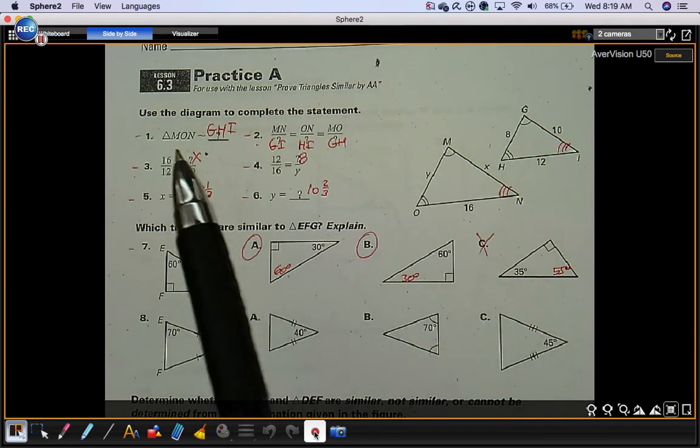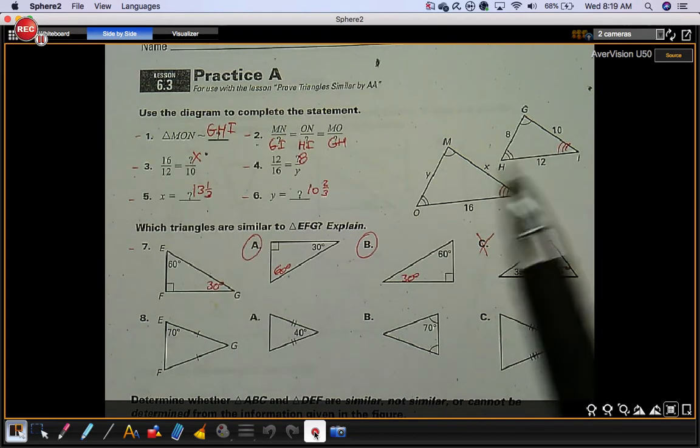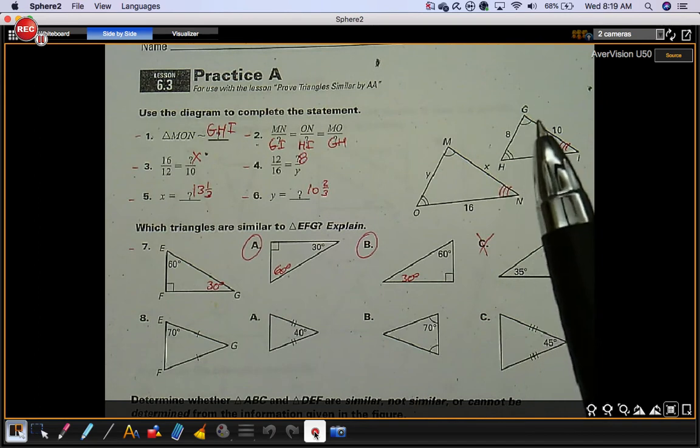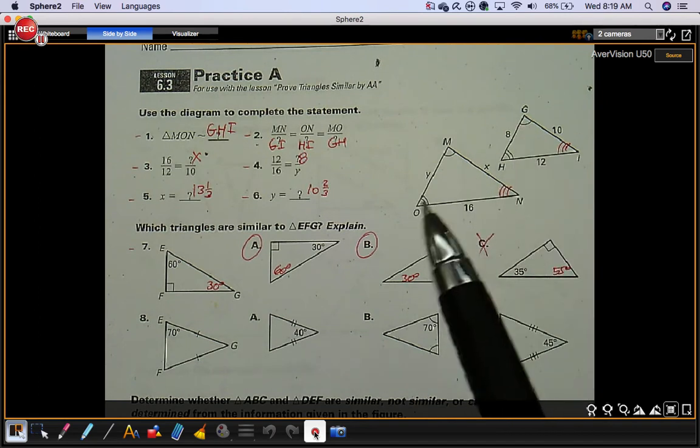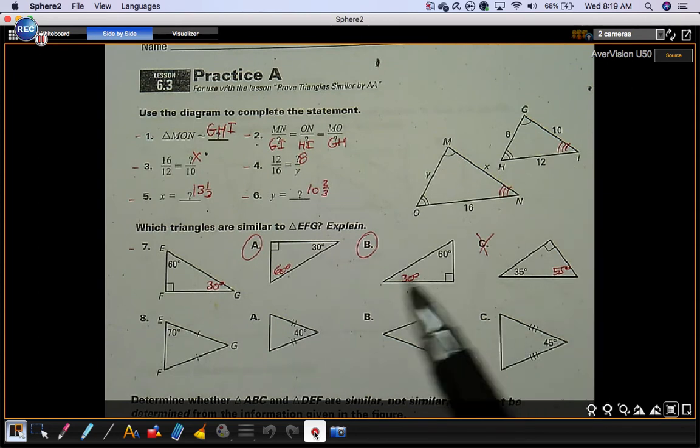So in number 1, we're going to write a similarity statement. Triangle MON is similar to triangle GHI. All you're doing is lining up M with what it goes with, lining up O with what it goes with. N goes with I.